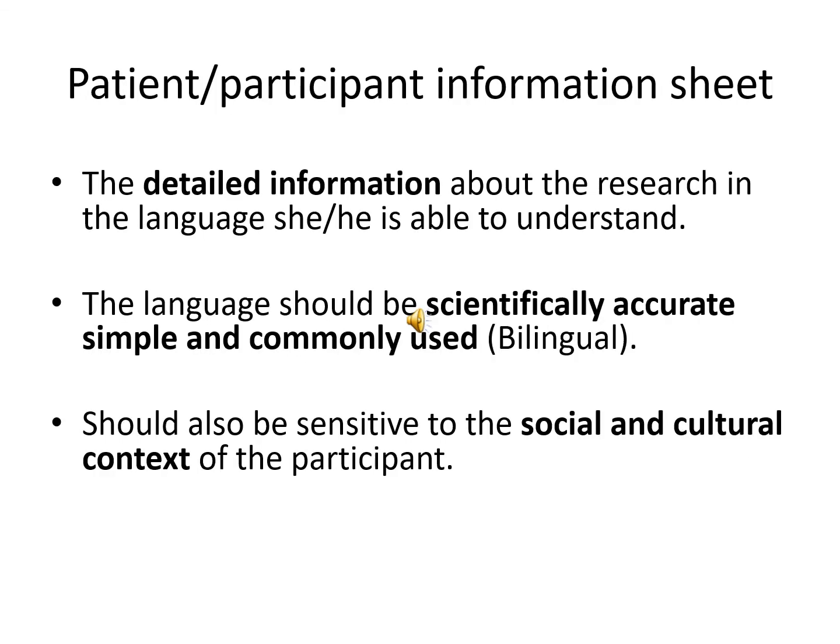The patient or participant information sheet should provide detailed information about the research in a language the participant is able to understand. The language should be scientifically accurate, simple and commonly used. Mostly we suggest having a bilingual patient information sheet and consent form. One would be in English and the other would be in the local language. Like in our setup, we would recommend you to have a Hindi PIS as well.